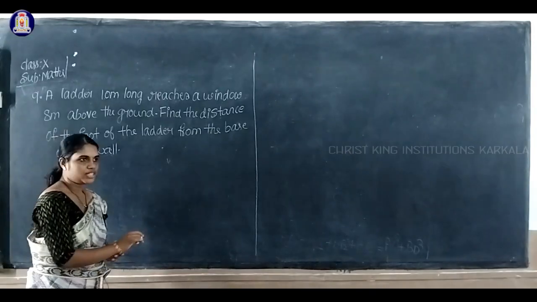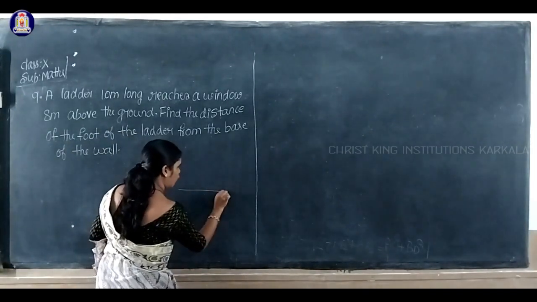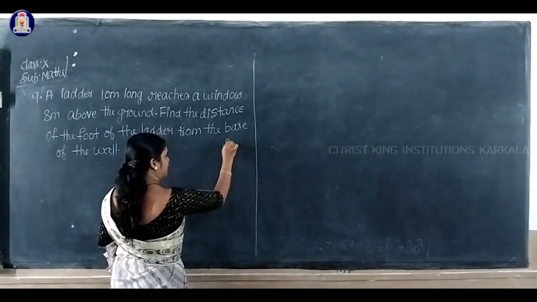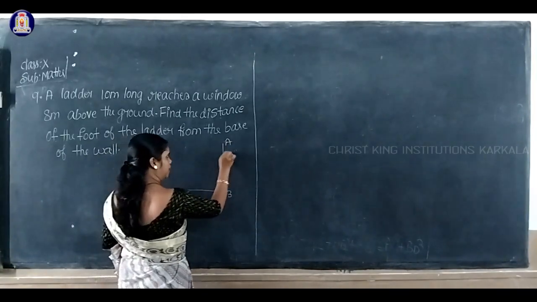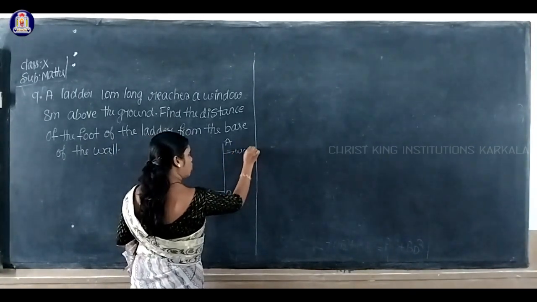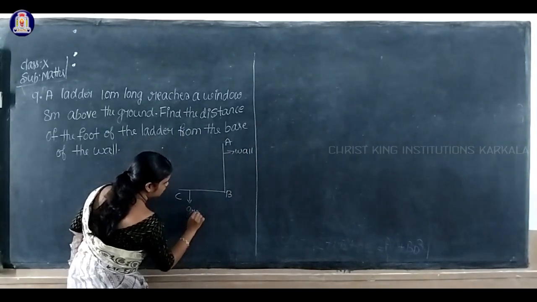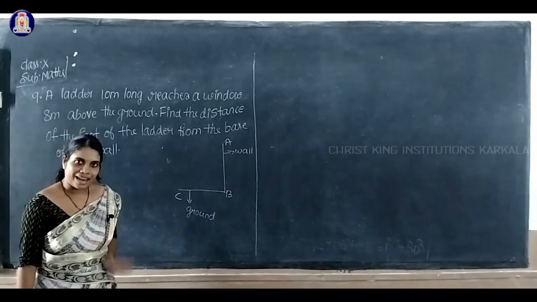First I will consider the wall. This is your ground and this is your wall. I'll name it as A, B, C. AB is nothing but your wall. CB is your ground. Now I'll take one ladder.